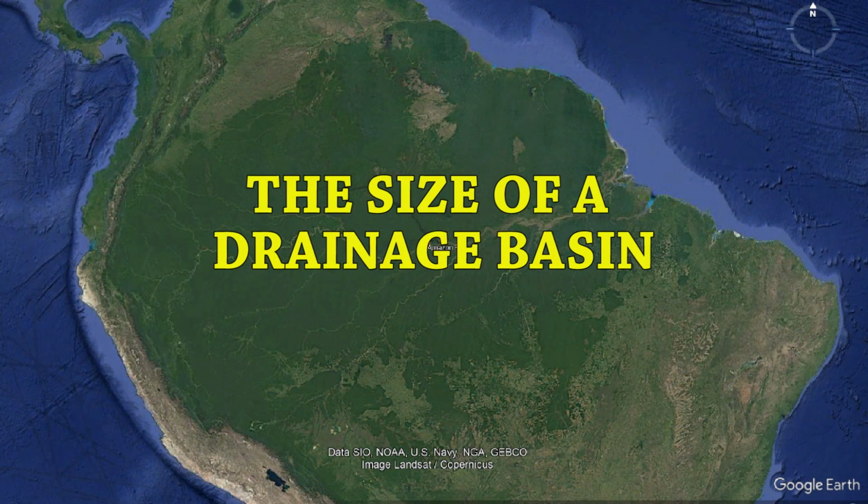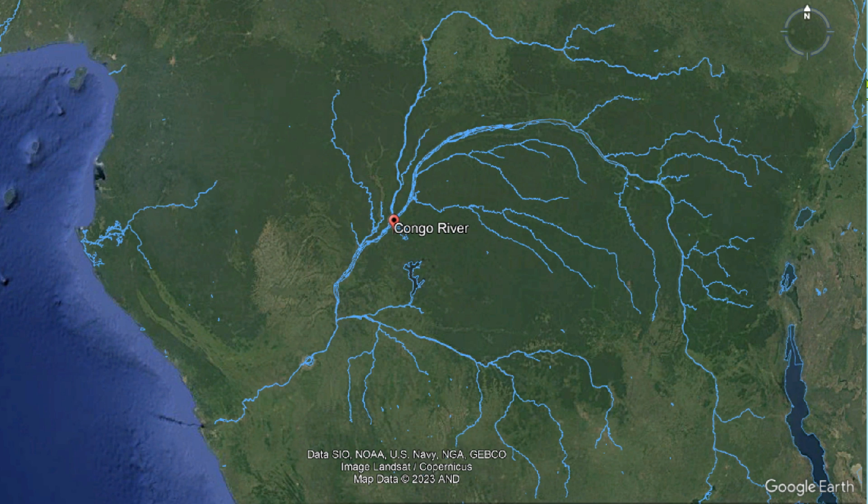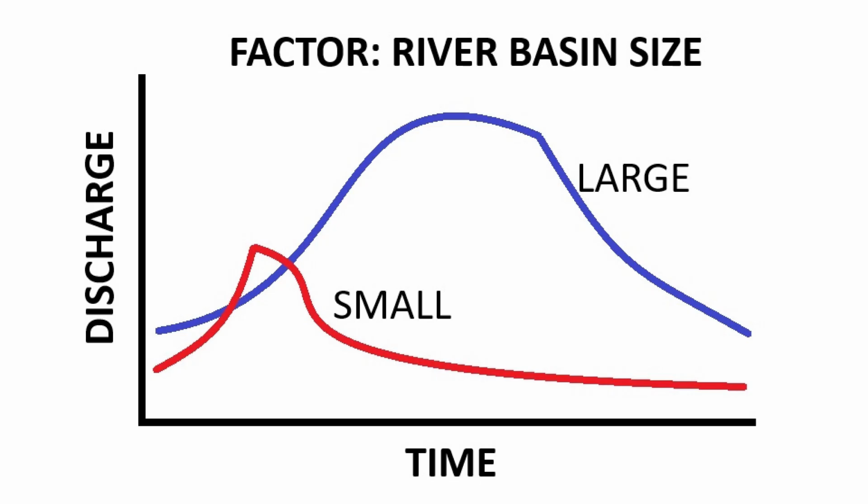Large drainage basins such as the Amazon or Congo River basins catch more precipitation than smaller drainage basins do. Therefore, they have a higher peak flow and longer lag times.